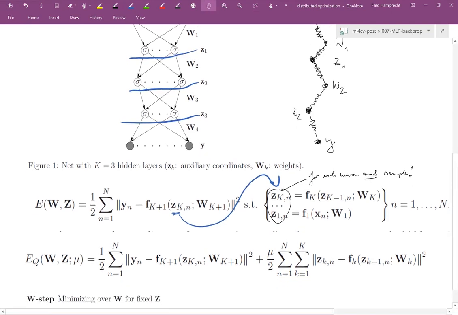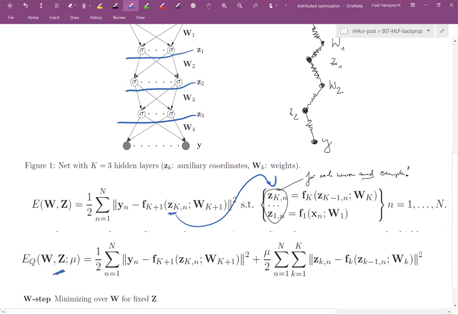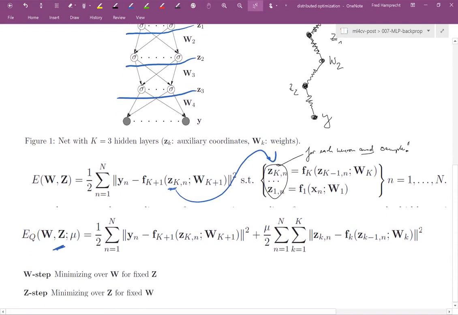And now I still have a function of many more variables than I originally had, but it is a function which I can now optimize in a massively parallel fashion. And one way to do this is alternatingly, like in an EM algorithm, in the W step, I can fix my current internal representation variables and minimize just for the W's. And that means I need to find the optimum parameters only for each individual layer, which is a fairly simple operation.